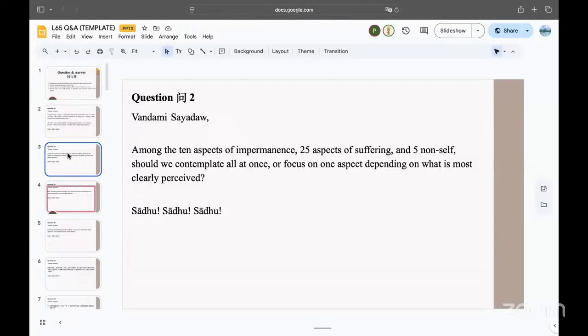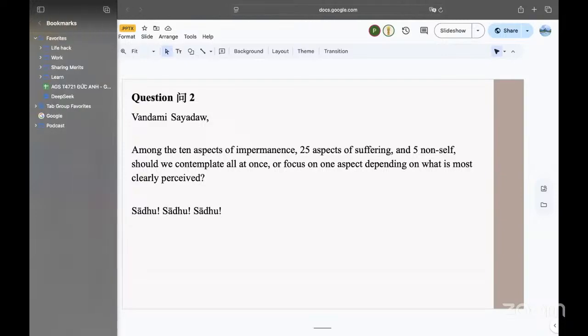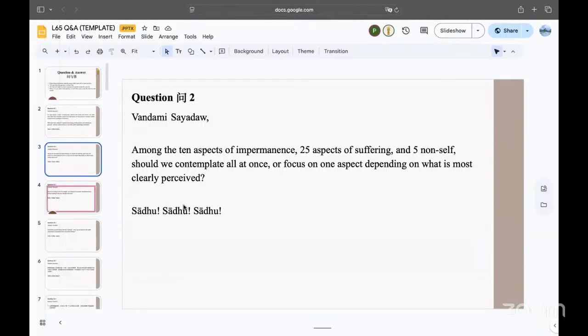Question 2. Venerable Sayadaw, among the 10 aspects of impermanence, 25 aspects of suffering, and 5 of non-self, should we contemplate all at once or focus on one aspect depending on which is most clearly perceived?